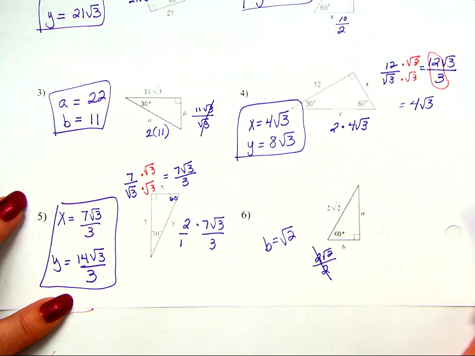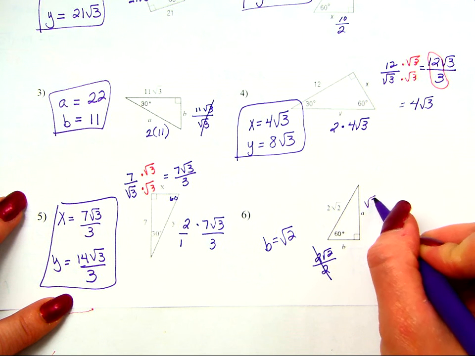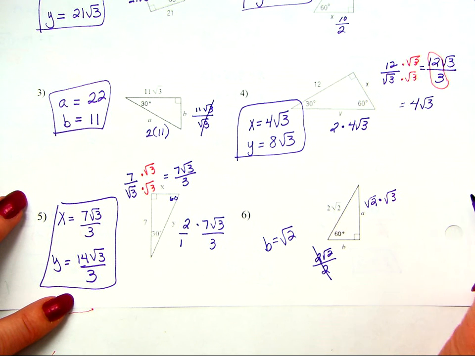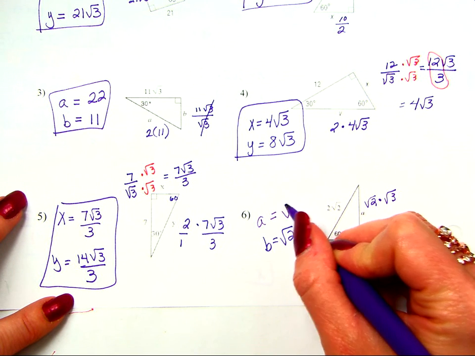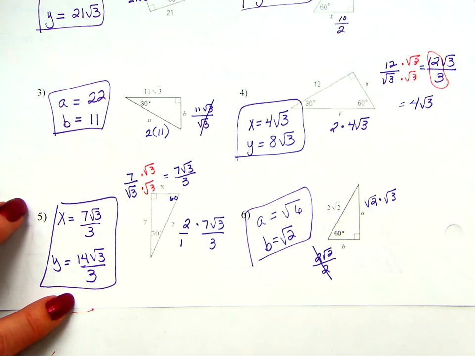What about my long leg? Well, my long leg is simply short leg times root 3. This would be root 2 times root 3. Can we multiply those? Yes, they're both radicals, and so we would say that A has a value of root 6. And those would be my final answers.